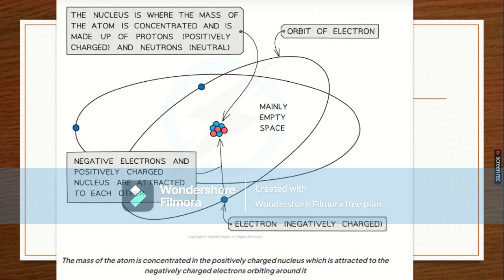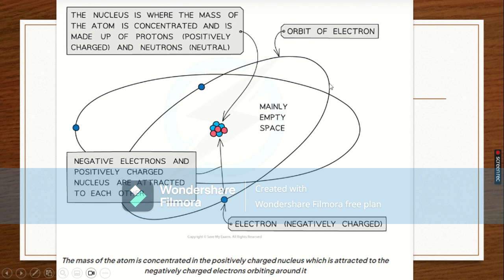Now if we go further, you can see here a clear picture of what those points were trying to indicate. We have an atom. In the middle we have the nucleus of the atom, in which the mass of the atom is concentrated, which contains the protons and neutrons. The nucleus is made up of protons, which are positively charged, and neutrons that are neutral in charge. Overall, the charge of the nucleus is positive.